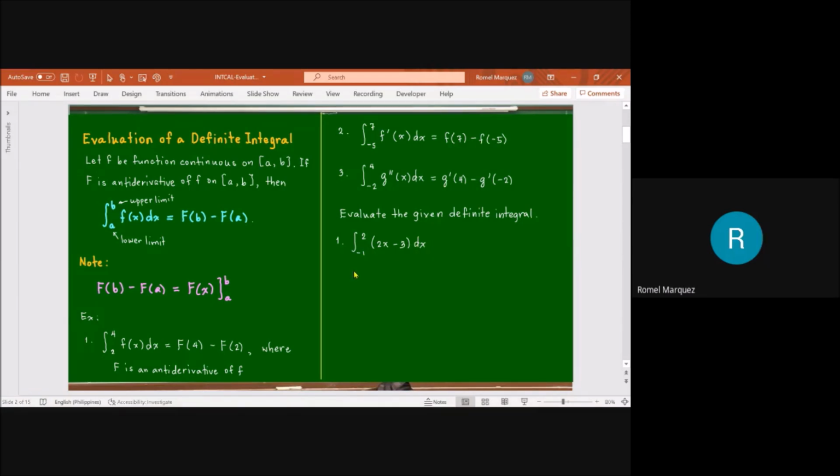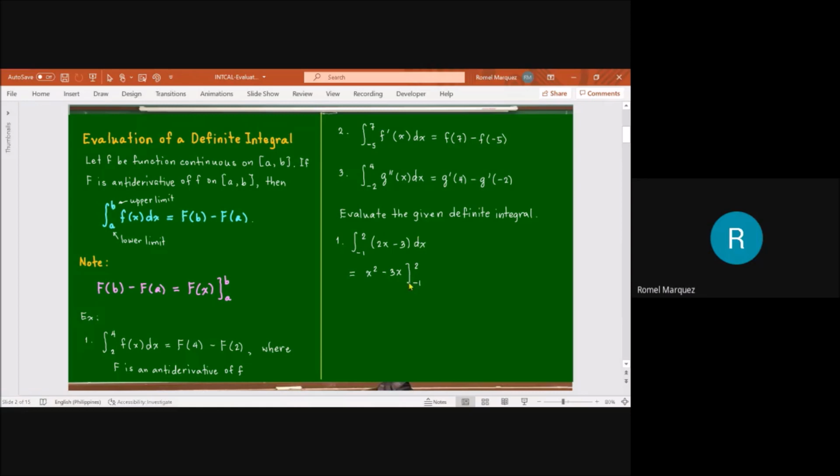So this is equal to, first we have to get the indefinite integral. What is the indefinite integral of (2x minus 3) dx? So that is x squared minus 3x. Am I right, guys? So again, evaluated from -1 to 2.